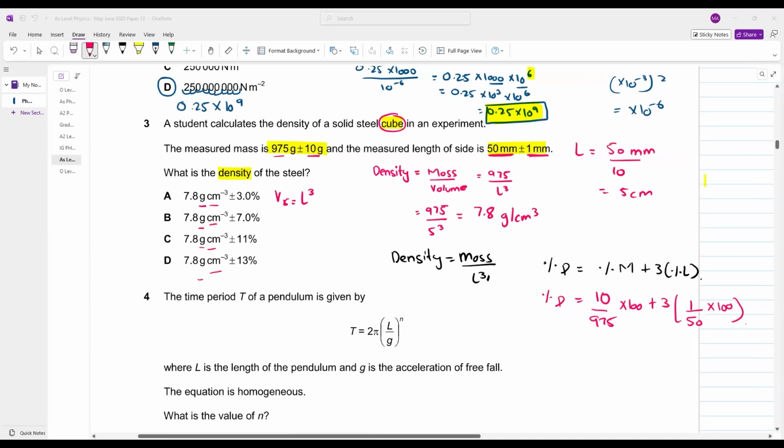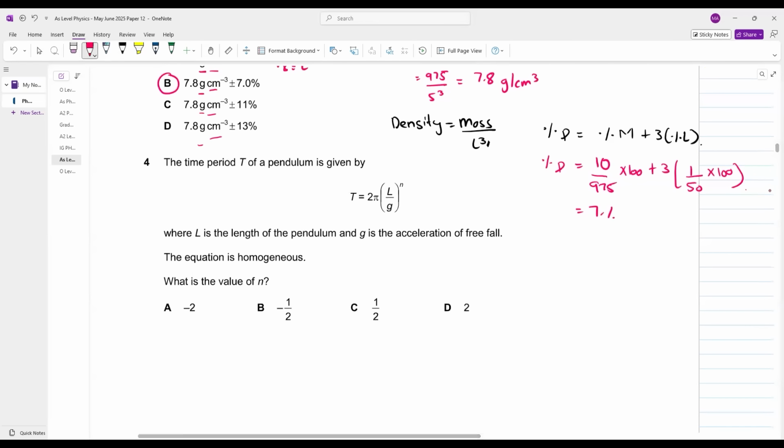Beta, what does your answer for uncertainty comes out to be? Percentage uncertainty of density का आंसर क्या आ रहा है बेटे? कैलकुलेट करो जरा. Can anyone in the chat tell me the answer by putting it in a calculator? AS level में calculator इस्तेमाल करना बहुत important skill है. This comes out to be 7%. B is your answer. Simple.